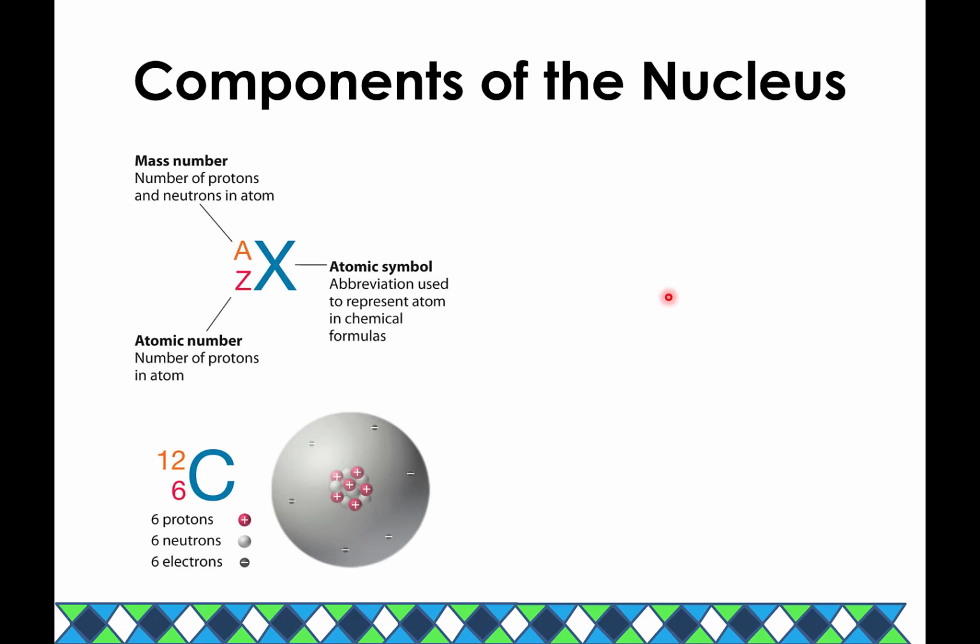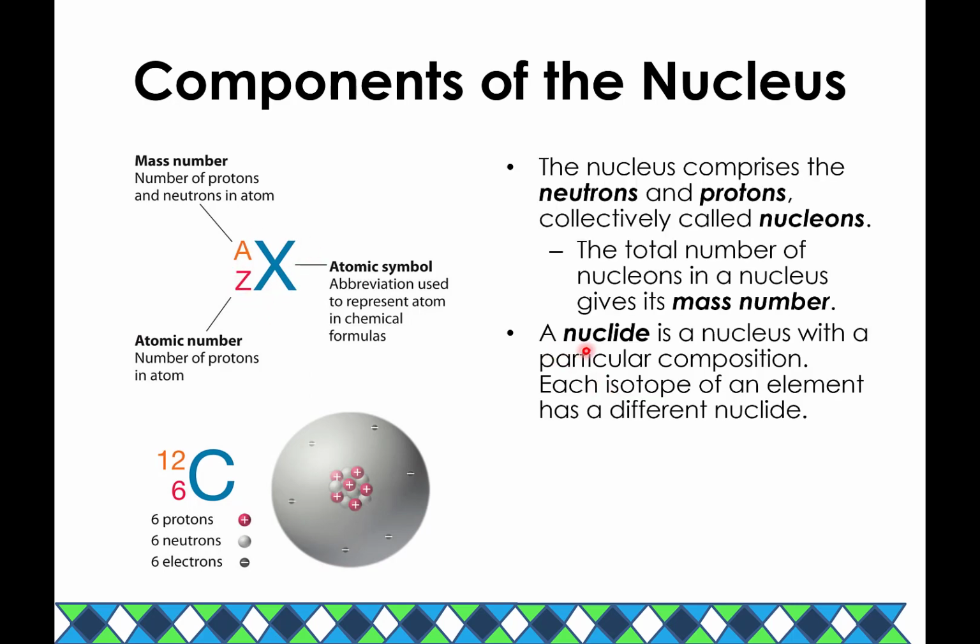Quick review, components of the nucleus. This nucleus has protons, neutrons, and then we have electrons that are in these clouds orbiting the nucleus. When we write out a particular nuclide, a nuclide is a nucleus with a particular composition. Each isotope of an element has a different nuclide. So when we write out a particular isotope, we put the atomic symbol where X is here, like this carbon-12.